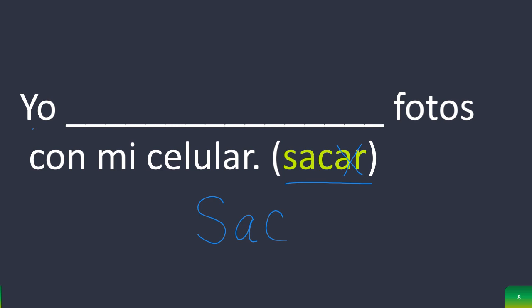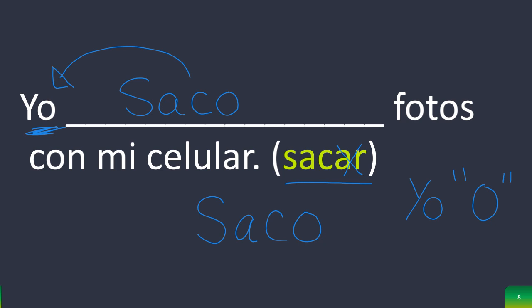And then we're going to go back and look at our subject, which is yo. We're going to remember that whenever the subject is yo, we need the ending O on the end. So we're going to put an O on the end of our verb. We end up with saco. So then in our blank, we can put saco. Now our verb matches our subject. Yo saco fotos con mi celular. I take pictures with my cell phone.